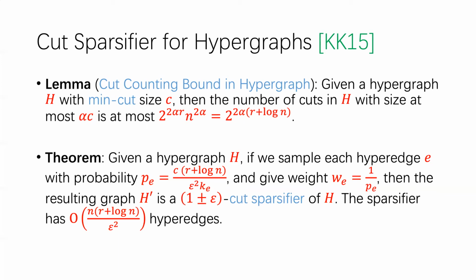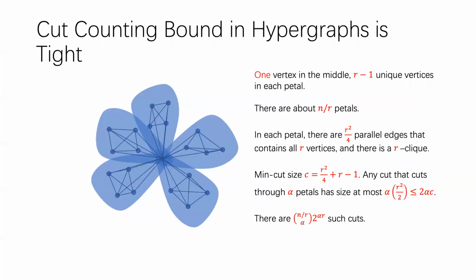So in order to improve the result, we might want to improve the cut counting bound. However, the cut counting bound in hypergraphs is tight. Consider this sunflower-like graph. There is a vertex in the middle, and r-1 unique vertices in each petal, and there are about n over r petals in all.